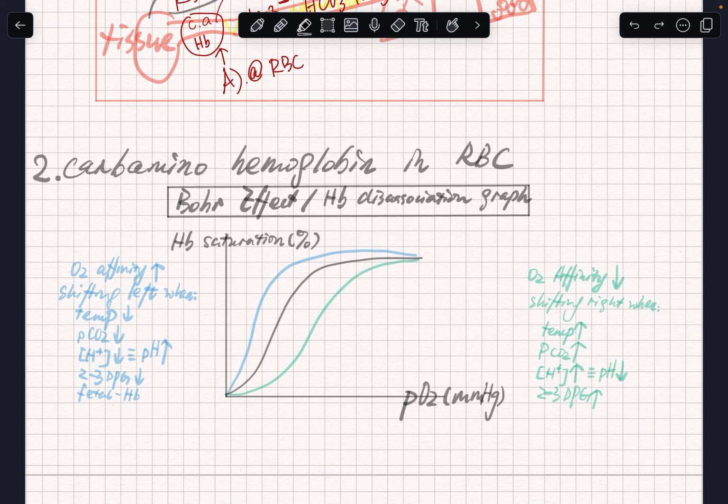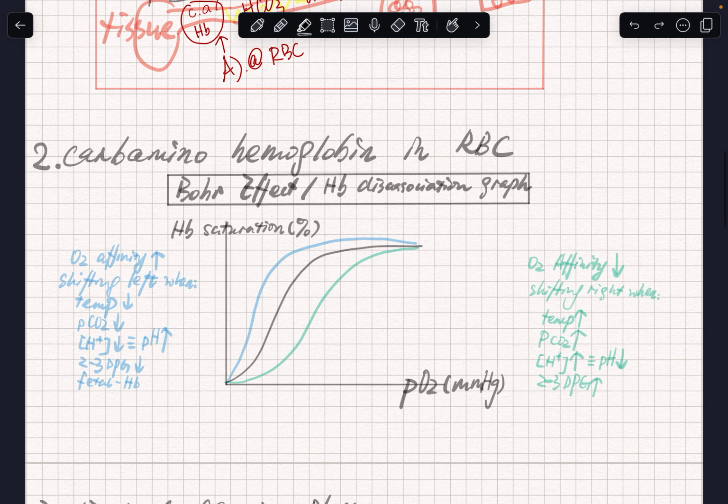But now let's analyze this graph. The x-axis is the pressure of oxygen, so basically the concentration, how much oxygen, in simple words. The reason we use this weird pressure in a biological system is because we can't really count how many oxygen molecules there are.